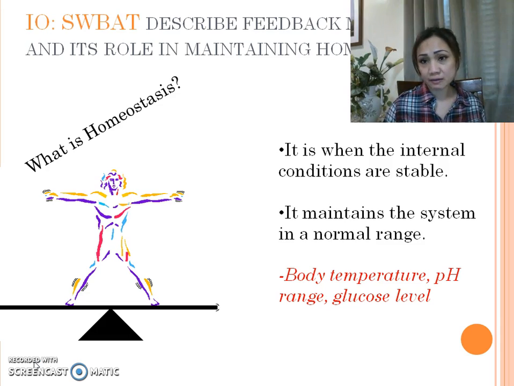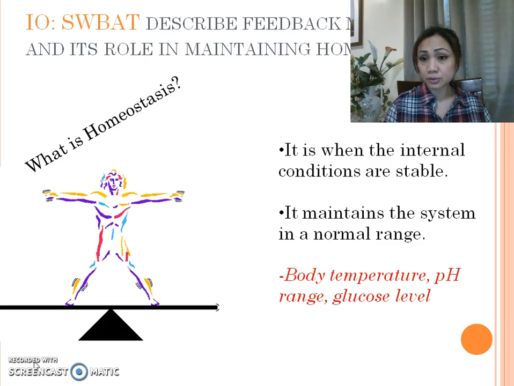Same way with pH level. There's only a certain level of acidity or basicity that our body would like to be in, and therefore, if that goes beyond what our body wants, our system will have to make certain adjustments. Common systems that would make these adjustments are the respiratory system and also the kidney, the excretory system.